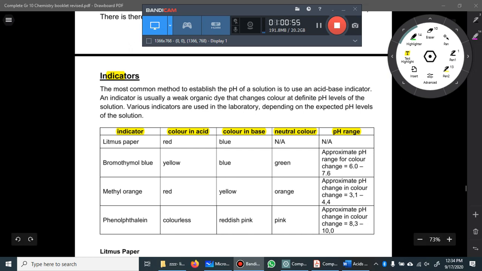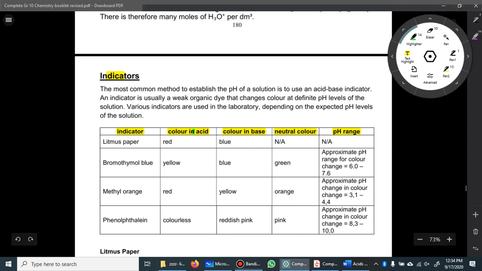So litmus paper, remember you get red and blue litmus paper. If you use red litmus paper and you put it in acid, it's not going to look like it does anything because it's going to stay red. And if you use red litmus paper in a base, it will turn blue. And then blue litmus paper will always turn blue in a base, and blue litmus paper will stay blue in a base and then will turn red in an acid.